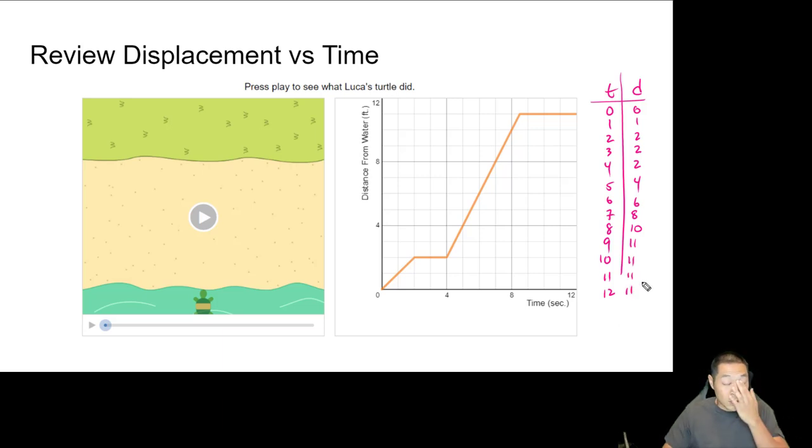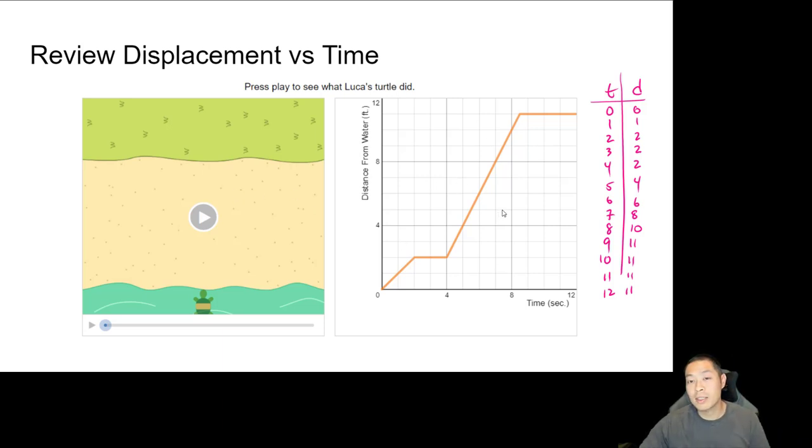All right, so the graph, I kind of just broke it down. I just looked at all the points. And so you have three representations of what's going on. You have the turtle actually moving. You have the measurements right here. And then you have the actual graph. And all these are the same thing.